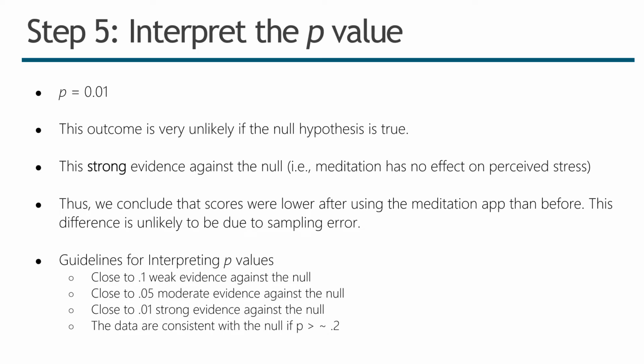So here we have a p-value of 0.01, and this is an outcome that's really unlikely if the null hypothesis is true, right? Basically, there's a 1% chance we would get a t as extreme or more extreme than the one we obtained if in fact the null is true. So this suggests that scores did in fact decrease after using the meditation app. That difference is unlikely to be due to sampling error.